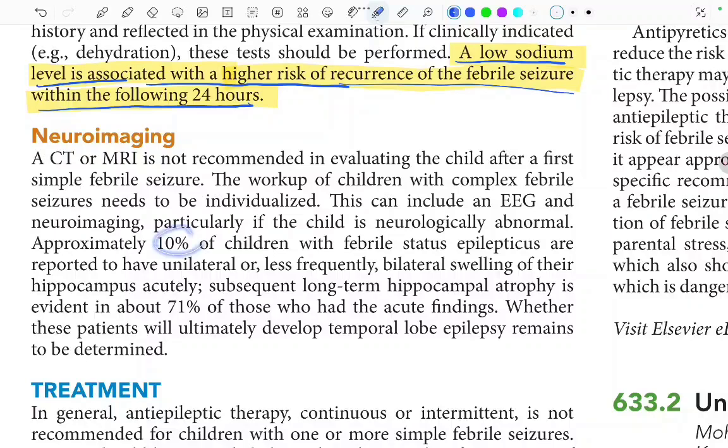If 10% of children with febrile status epilepticus, they have what? Hippocampal swelling, either unilateral or bilateral. Subsequent long-term hippocampal atrophy is evident in about 71% of those who had acute findings. Whether these patients will ultimately develop temporal lobe epilepsy remains to be determined.